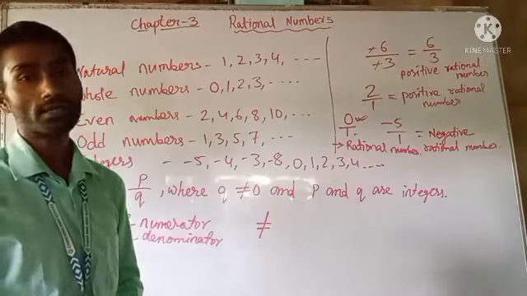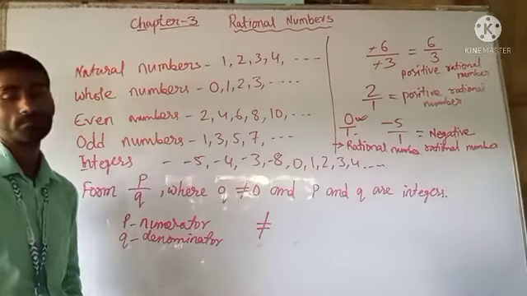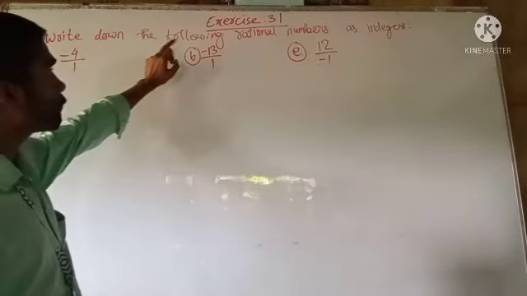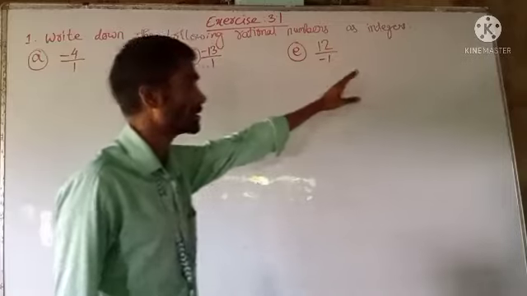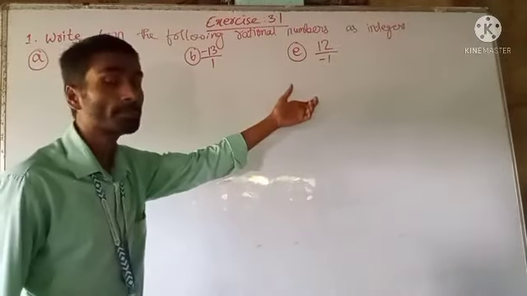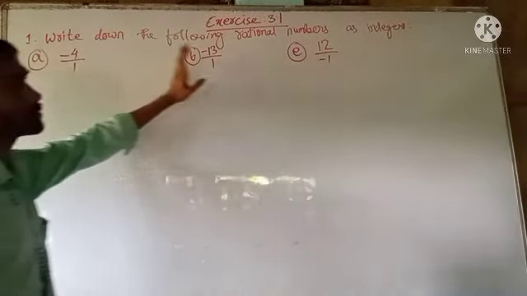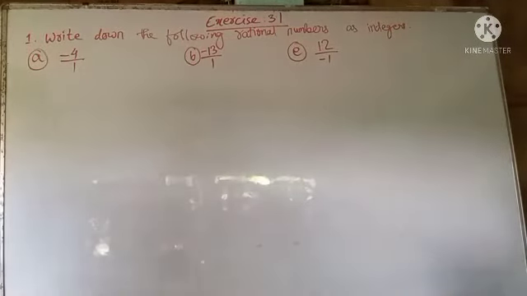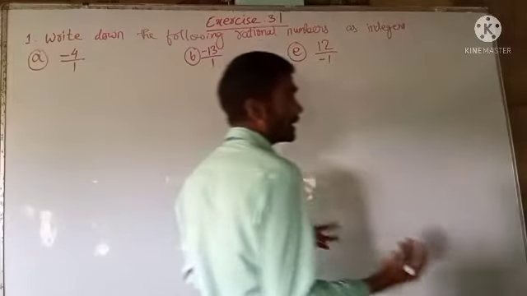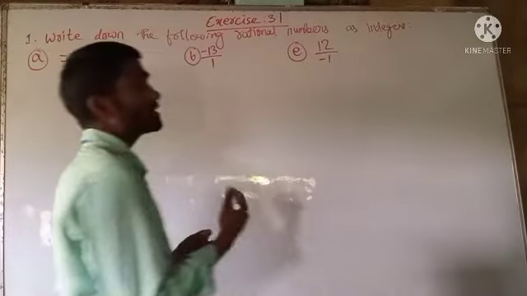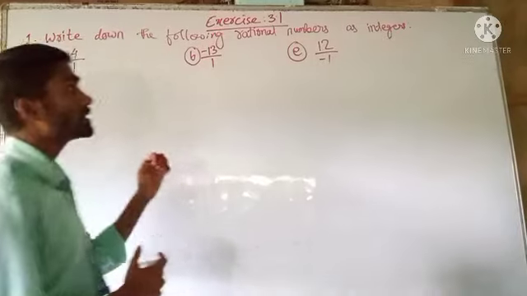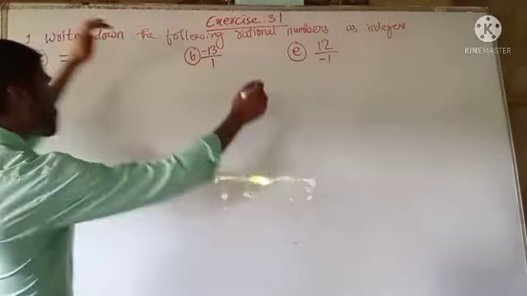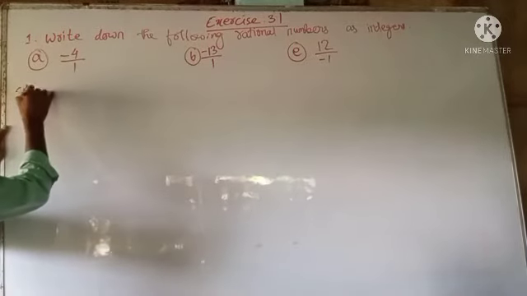So let us start with our exercise, that is 3.1. Exercise 3.1, question number 1: write down the following rational numbers as integers. Here some rational numbers are given, and we are asked to convert them into the form of integers. We have learned about integers, that they can have positive and negative values, but they are not in the fractional form. Rational numbers are in the fractional form. So now it is given in the fractional form.